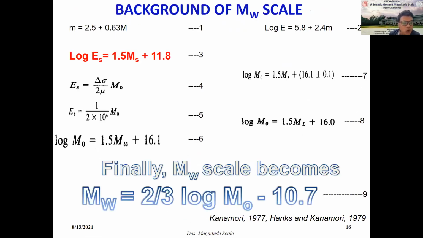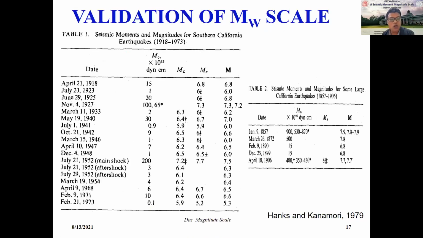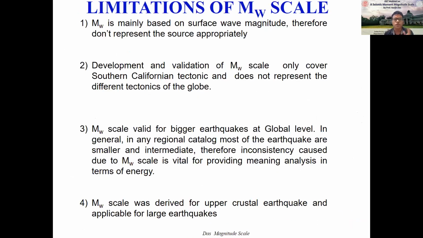So the development is also based on these equations, and the California earthquakes were used in the development. This is 1.5 ML California earthquakes. So the validation of this equation also uses Californian earthquakes. What we can say is that this MW scale only covers the Southern California earthquakes and tectonics, so it does not represent the global tectonics.